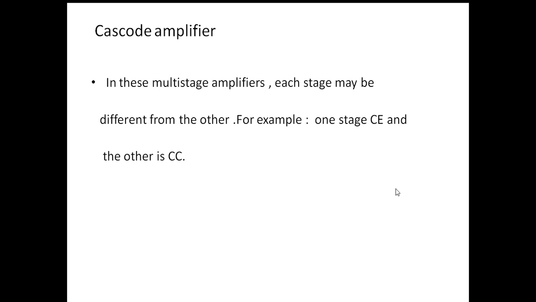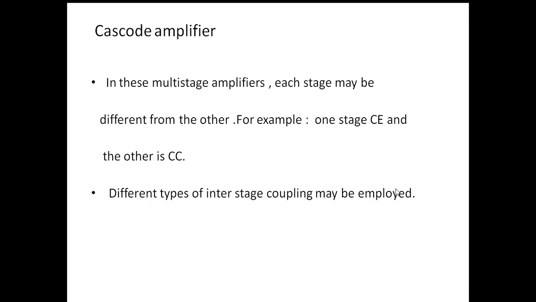If both the stages are CB and these two are connected, then this is nothing but cascade. If both the stages are CC and these two are connected, then this is nothing but cascade. If identical amplifier stages are connected, it is nothing but cascade. If one stage differs from the other stage, this is nothing but cascode. This is the main difference between cascade and cascode. Different types of interstage coupling may be employed. In this, the last stage is usually the CB stage.